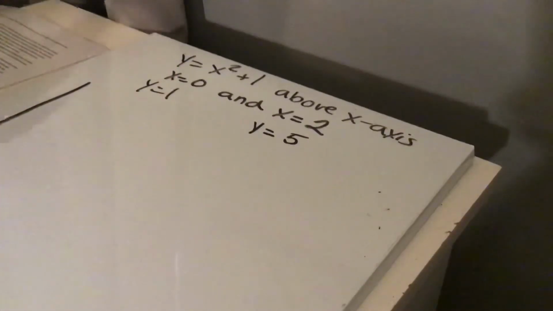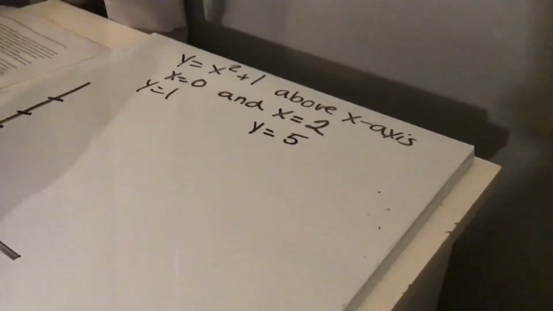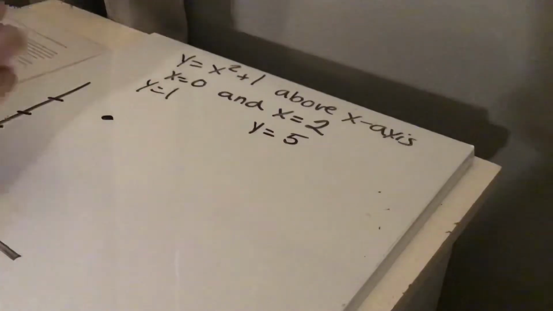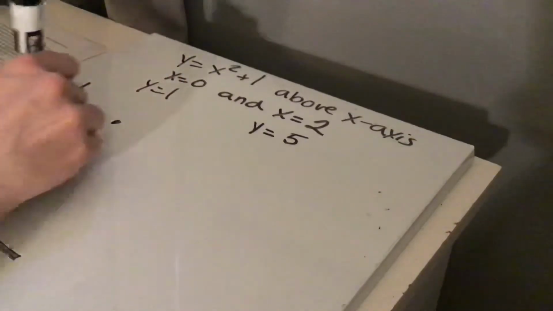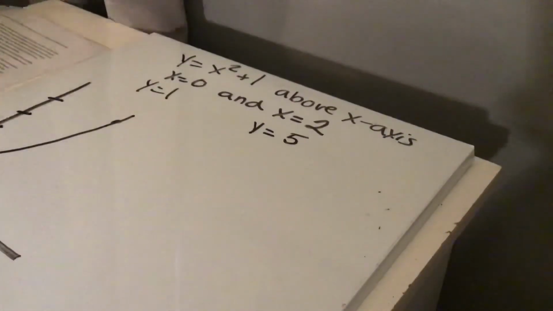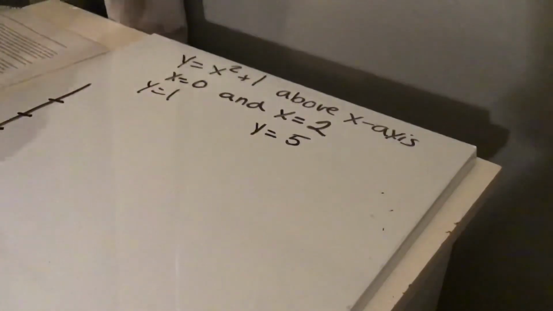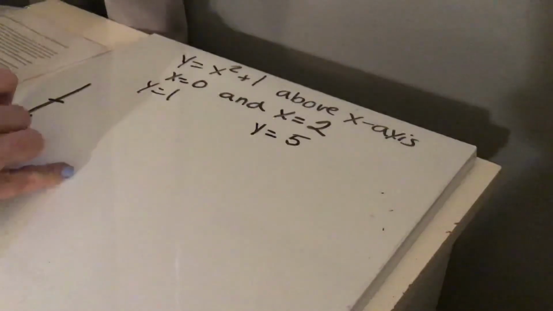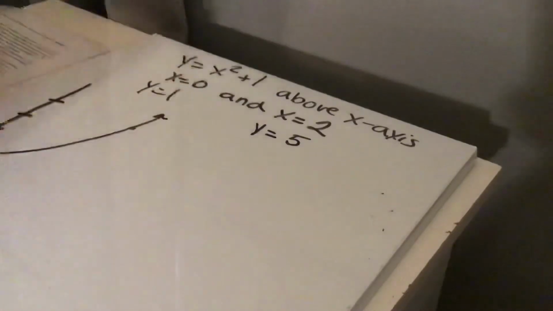So above the x-axis, here's my x-axis. When x is 0, y is 1. And when x is 2, y is 5. We know it's x squared, so we know this is not a straight line between these two. Okay? We know it's a curve, so we know it looks like this. You could even figure out when x is 1, that y is 2. So maybe let's space this out a little bit more so we can see it clearer as a curve. So more like this, okay? But we're just worried about between these two values.